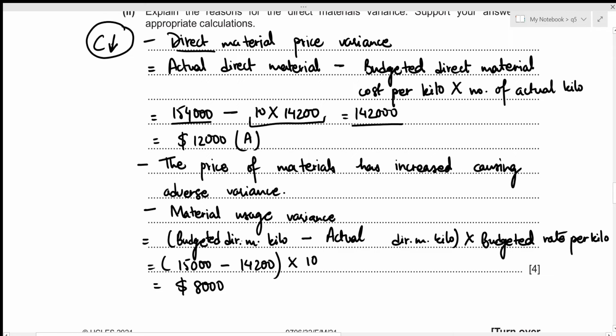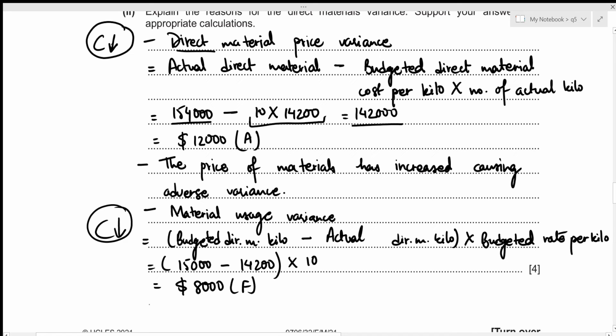And here we can see that the budgeted is actually greater than the actual direct material per kilo, which means that this is a favorable condition because our cost is definitely decreased, right? Previously, we figured it out to be 15,000, but in actual case, it only went to 14,200. So this is a favorable condition. And this just means that we have been using lesser direct materials. So this could be the case because that materials may be of better quality.